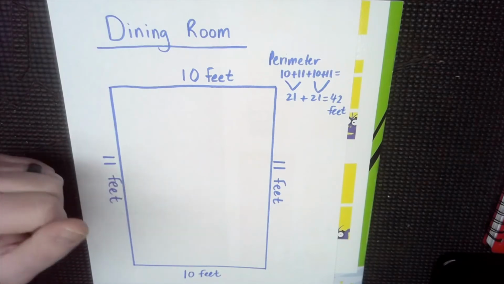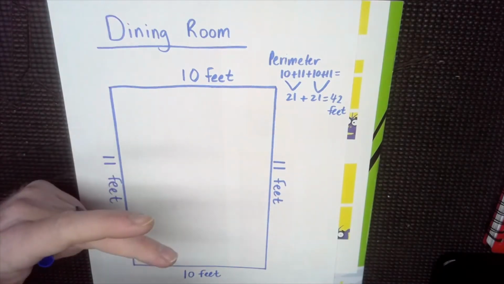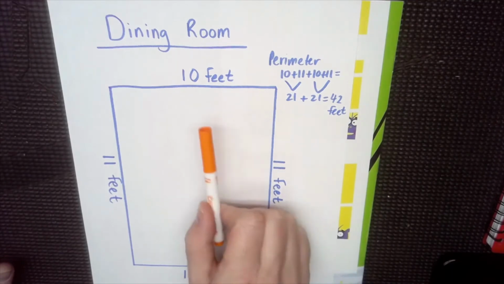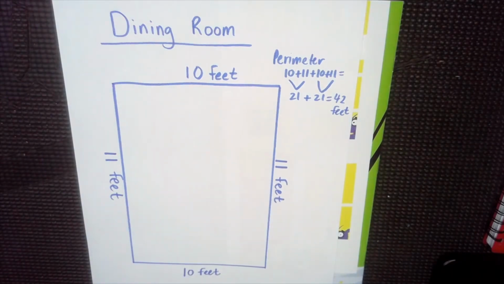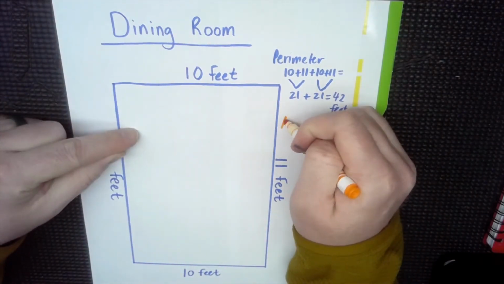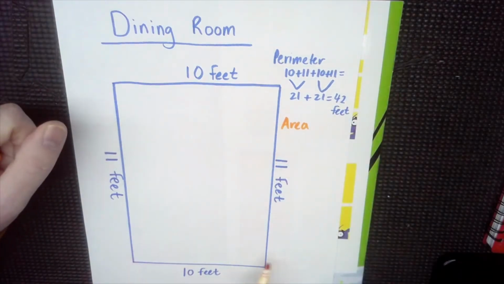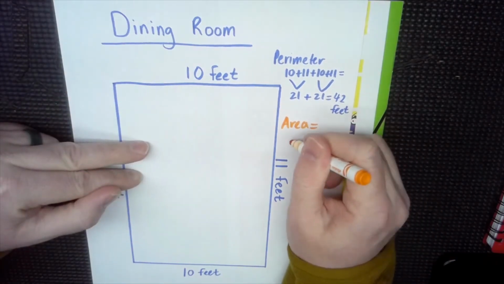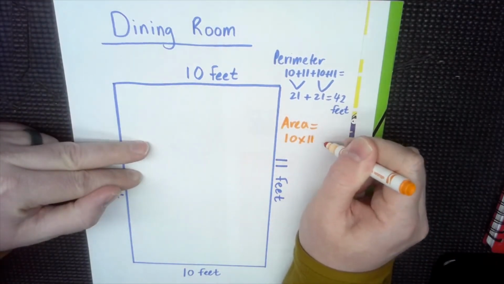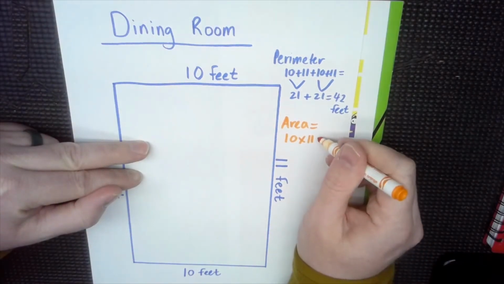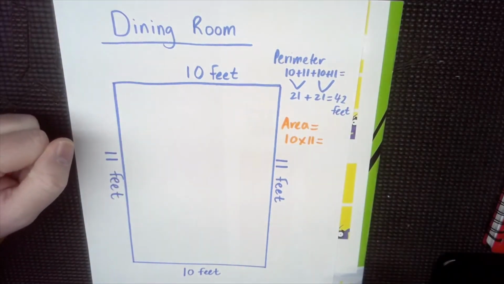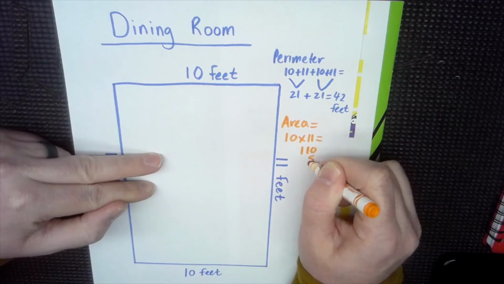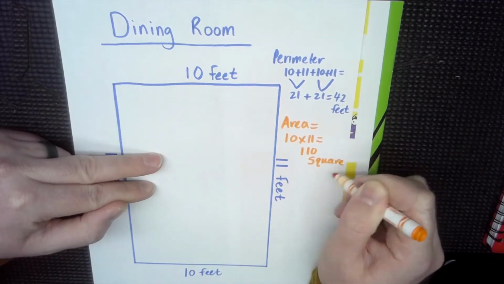Now I need to figure out the area. So to figure out the area, I'm going to use a little different color. I'm going to grab orange. That'll be good. So the area of the shape would be measured if I were to draw all the grid lines and then add them together. But remember, we know a better way to do it. What I'm going to do is multiply 10 times 11. Now, I can do 10 times 10 in my head. 10 times 10 is 100. And if I add one more 10, that would be 110 square feet.